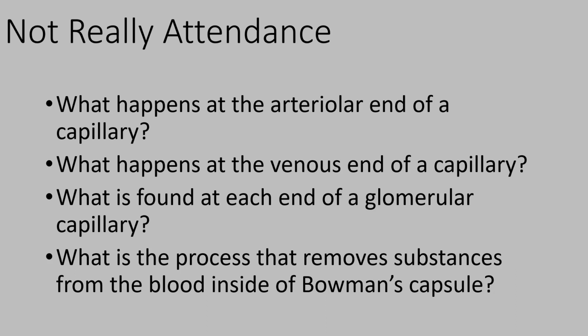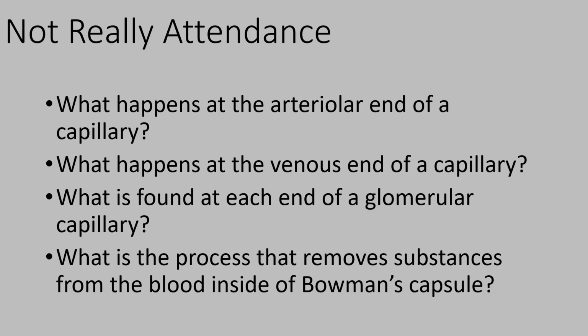Hopefully you've done that, so let's go ahead and see if we can find the answer to these questions. Now, these first two questions go all the way back to when we first started talking about the cardiovascular system, when we were looking at capillary fluid exchange. So what happens at the arteriolar end of a capillary? Well, this is when substances were moving out of a capillary into the interstitial fluid of a tissue. And at the venous end of a capillary, this is when waste was moving into the blood, into the capillary from the interstitial fluid of a tissue.